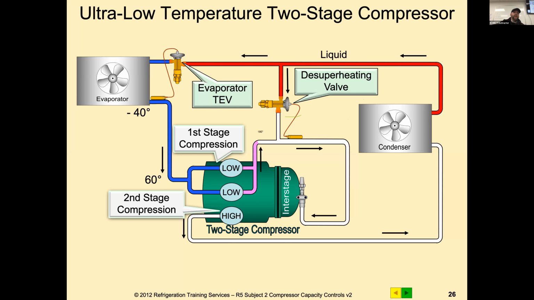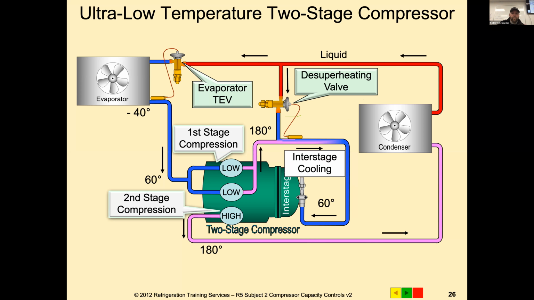So you take that negative 40, 60 degrees, you go through the low stage, you discharge off at 180, you're desuperheating. The valve mixes with that discharge gas at the inner stage. The inner stage goes into the suction bell end, comes off at the high stage at 180. So we achieved the same thing we did with that 2-stage system within one compressor.